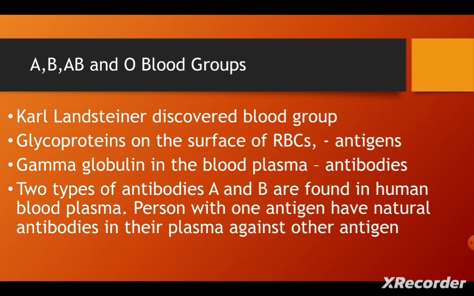Glycoproteins on the surface of RBCs are known as antigens, and gamma globulins in the blood plasma are known as antibodies. Antigens are also known as immunogens. They can be either proteins, lipids, or carbohydrates. Antibodies are also known as immunoglobulins, and they are also glycoproteins. There are two types of antibodies, A and B, found in human blood plasma. A person with one antigen has natural antibodies in their plasma against the other antigen.